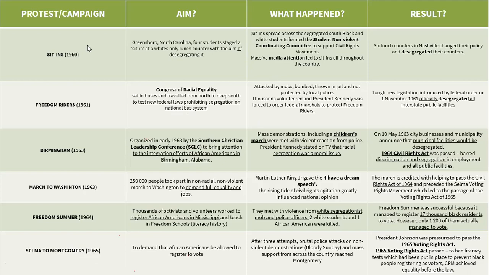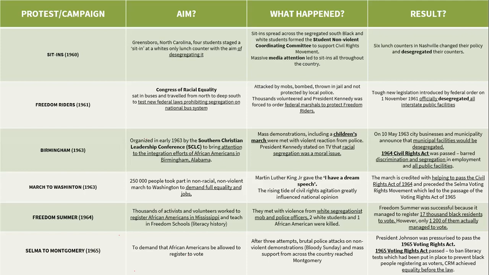So when these freedom riders went on their little trip from the north to the south, they were attacked by mobs, bombed, thrown in jail. And when they called the police to help them, the police just stood aside and didn't actually do anything. This led to many more people volunteering to be part of the freedom rides, and President Kennedy was forced to order federal marshals to protect them. So basically, the president was forced to get involved.